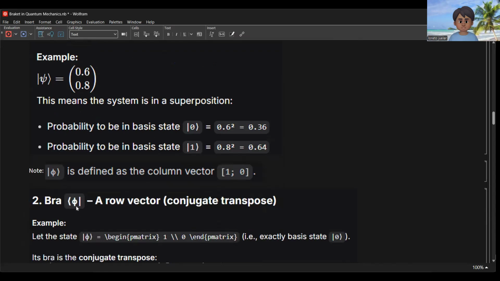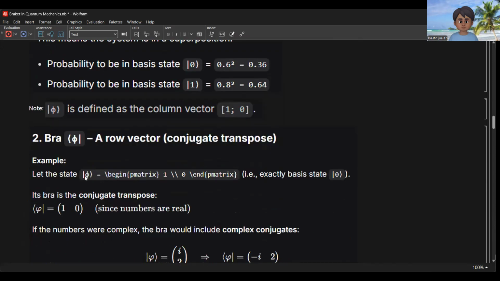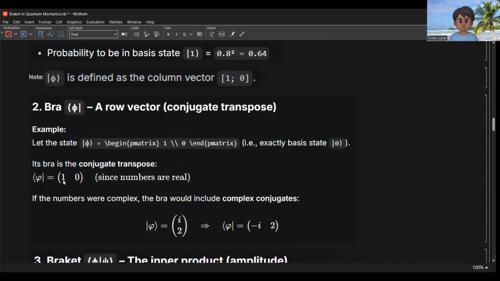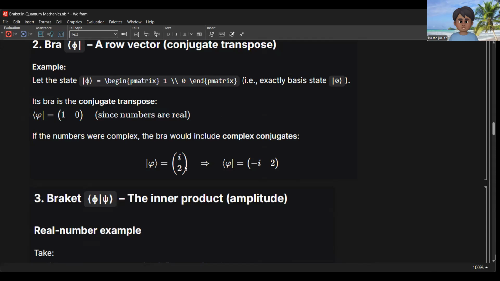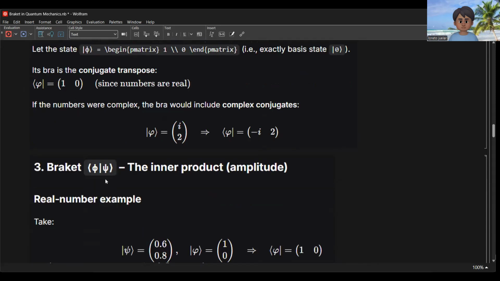Then the bra here is a row vector, the conjugate transpose. For example, the ket of phi here is exactly the basis state here. So its bra is the conjugate transpose, (1, 0), since the numbers are real. So we have the same transpose here. If the numbers were complex, the bra would include the complex conjugate. So we have the complex conjugate of i and tau here. The complex conjugate is negative i and tau. So the bracket here is the inner product, this is the amplitude.